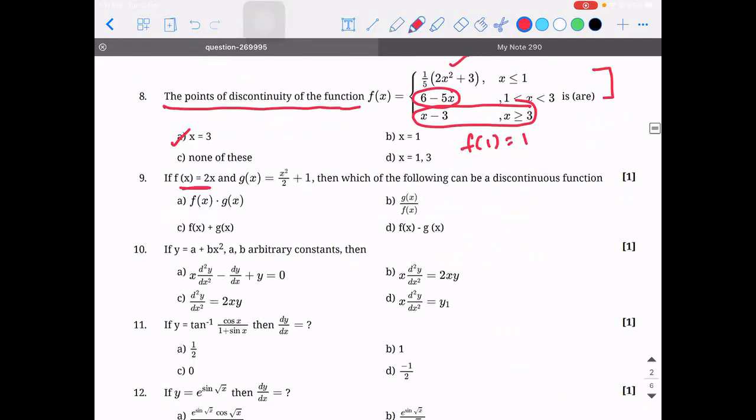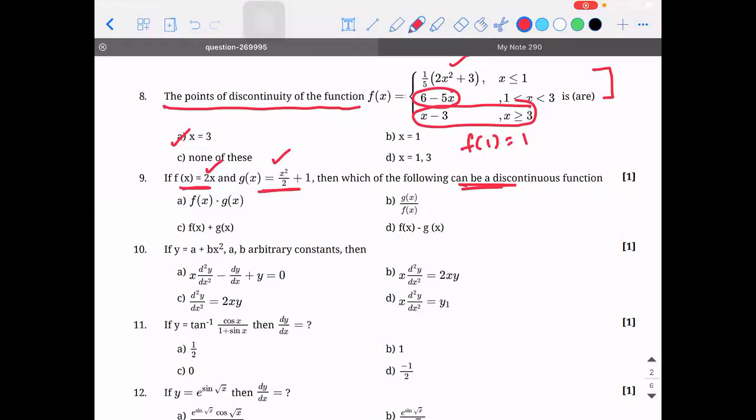So f of x is 2x, g of x is x squared by 2 plus 1. Then which of the following functions can be a discontinuous function? f of x into g of x. So if you have two polynomial functions in your hand, when is there a possibility for them to become a discontinuous function? Polynomial functions are continuous.